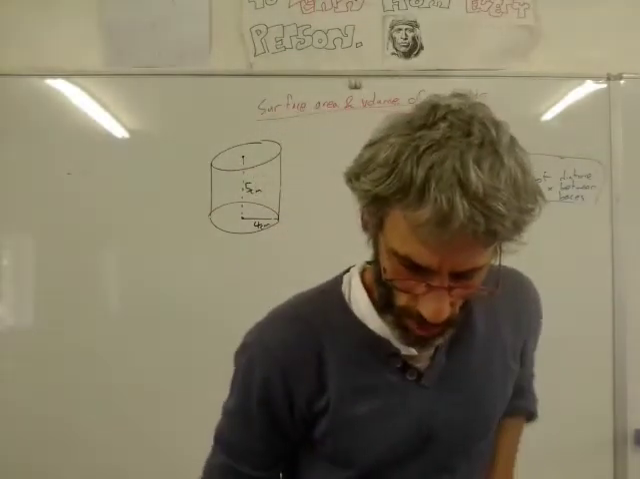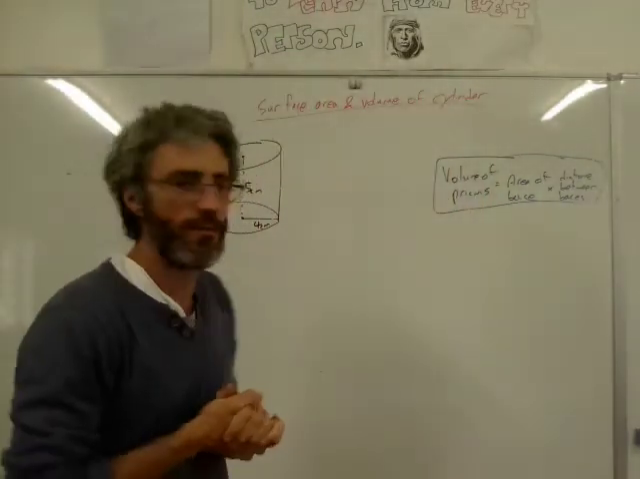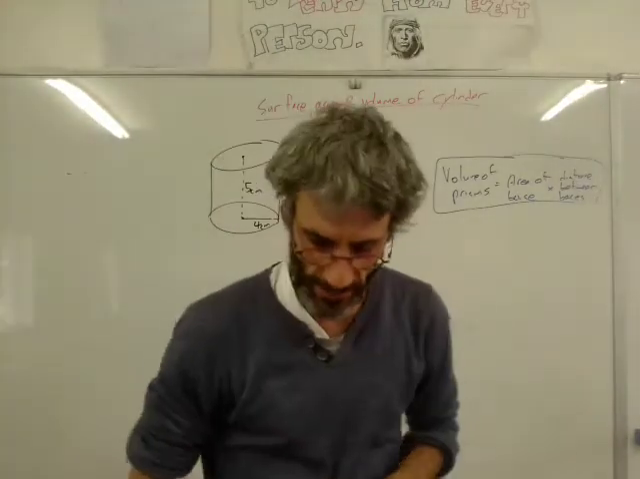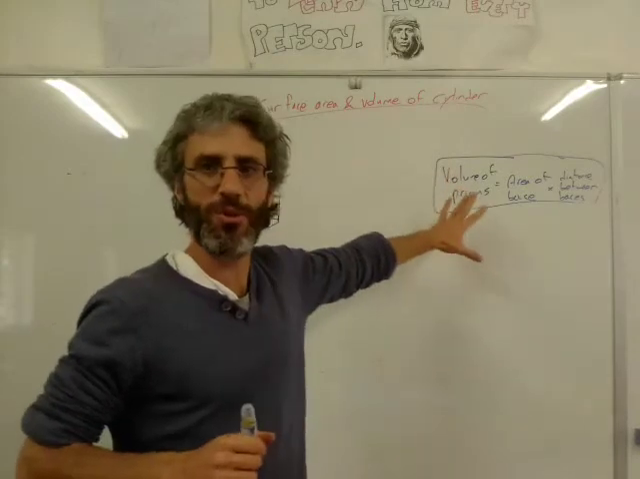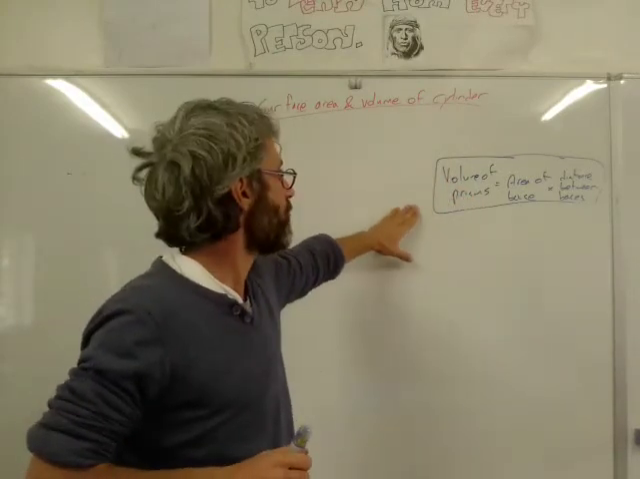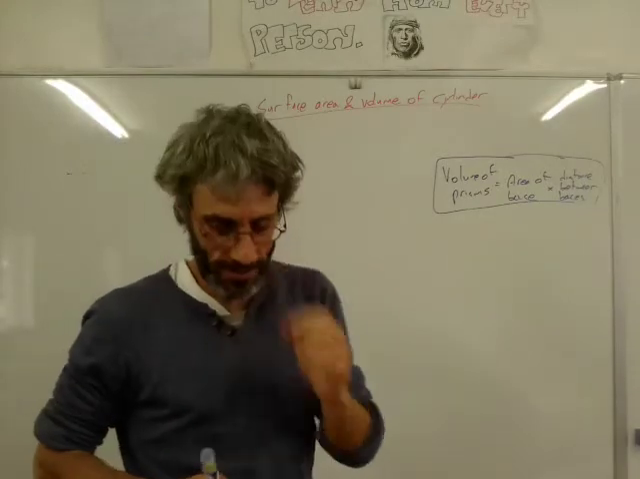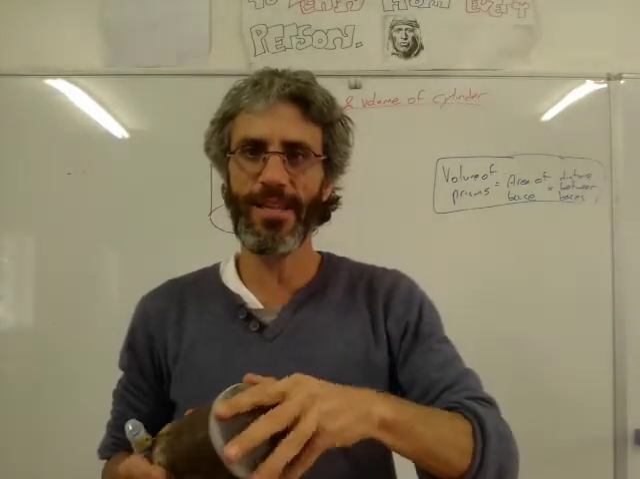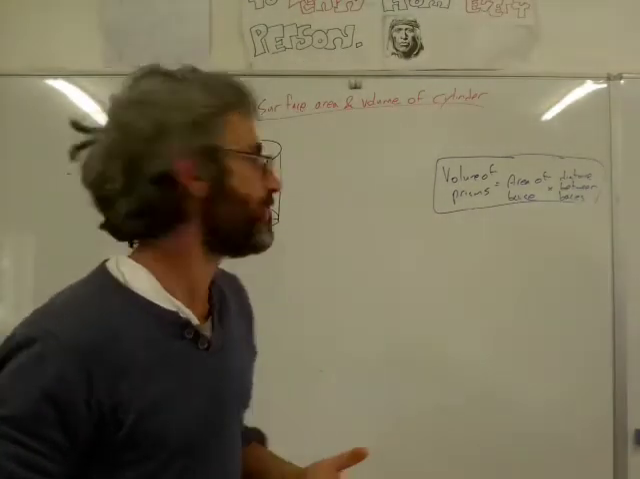So we're going to start by calculating the volume. The volume is actually easier. We're going to use the same principle that I wrote for you last lesson. Volume of a prism is the area of the base times the distance between the bases. The base is basically just a circle, and I know how to calculate the area of a circle.